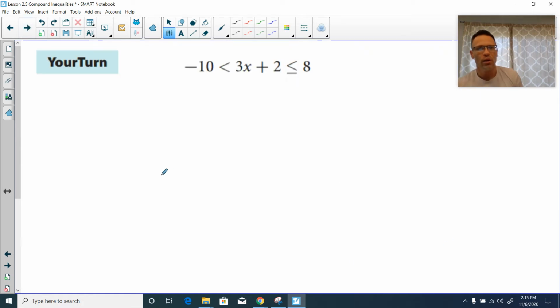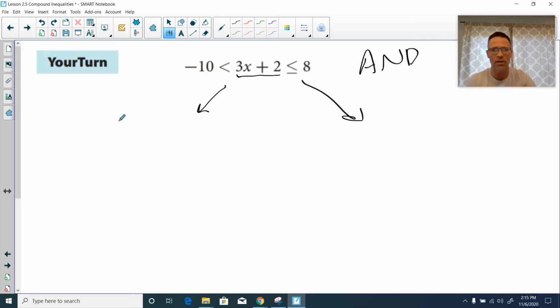All right. So one more example here. I look at this compound inequality. I'm looking at this. I'm like, cool, I got two inequality symbols. I'm taking that 3x plus 2 and I'm comparing it to 8 and negative 10 at the same time. So I know that this is an "and" inequality. First thing I'm going to do is split, right? That's my first step. So negative 10 is less than 3x plus 2. And the other one is that same 3x plus 2 is less than or equal to 8.